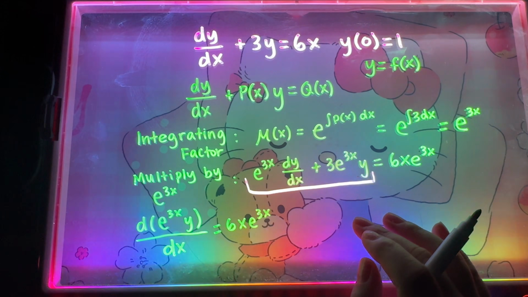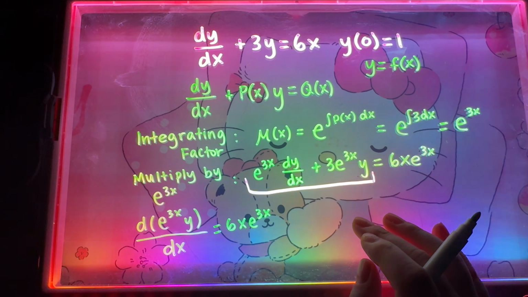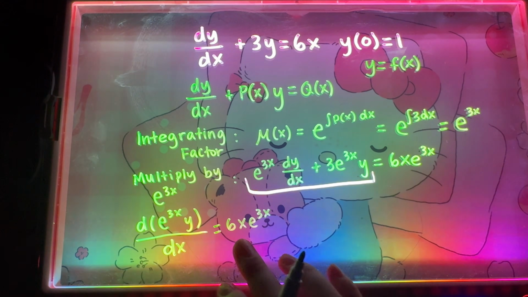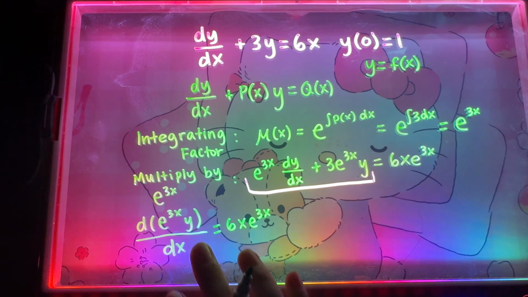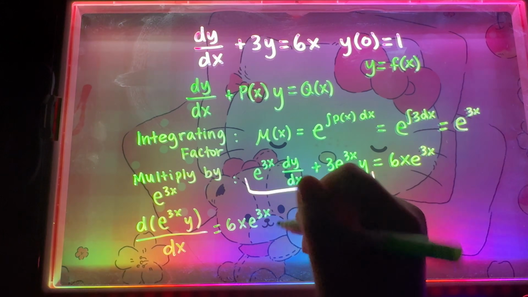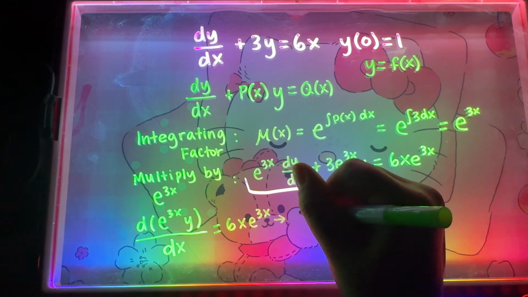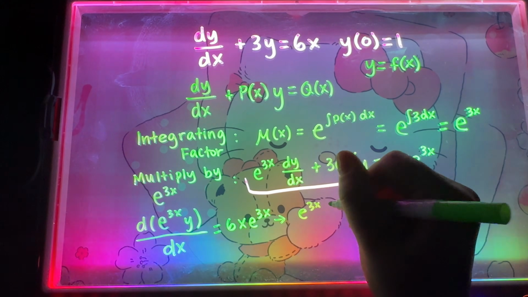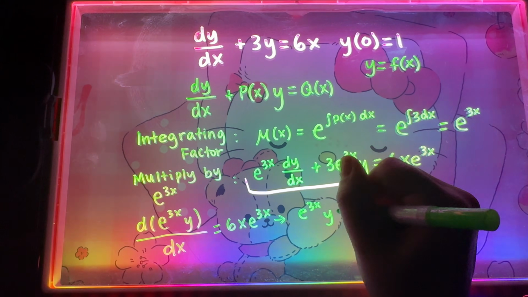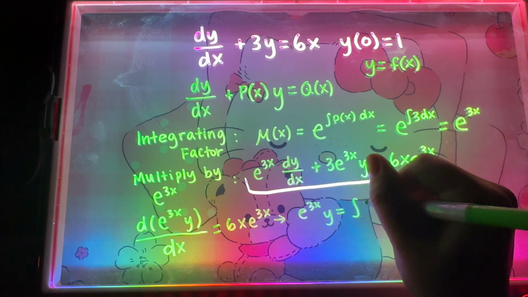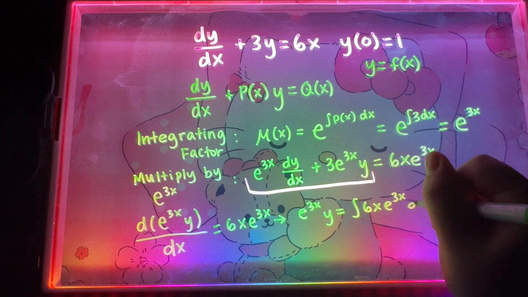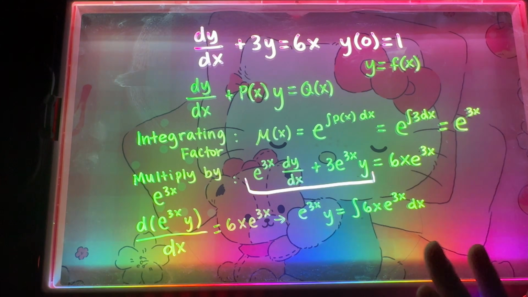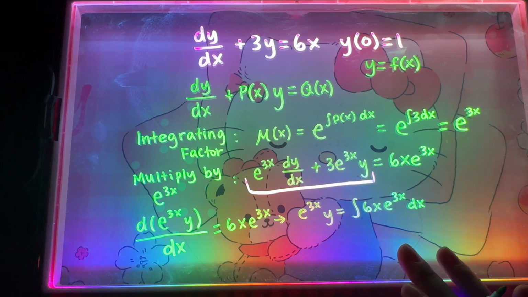So now we're just going to go ahead and take the integral, right? We're going to take the integral of this so that we can get e to the 3x y equals the integral of the other side, which is just a function of x now. So it's 6x e to the 3x dx. Okay, that's very good.